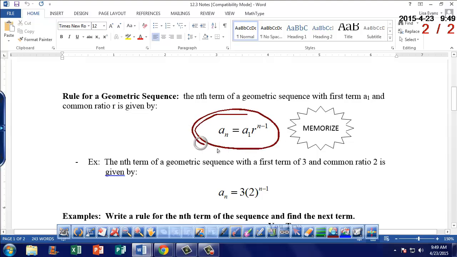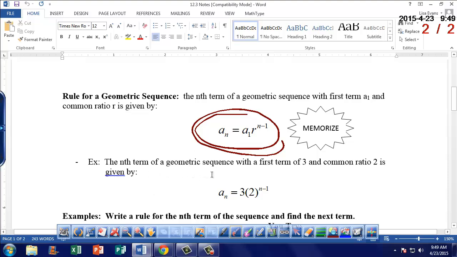Okay, now the rule for a geometric sequence is given as follows. You have to memorize this as well. And every time you do a problem and you write it down, you will automatically know it. So the nth term of a geometric sequence with first term a sub 1 and a common ratio r, that's what we get when we divide the second term by the first term, the third term by the second term, and so on. Ratio r is given by this equation. Again, just like in the other one, the order of division is important, so make sure that you do that.